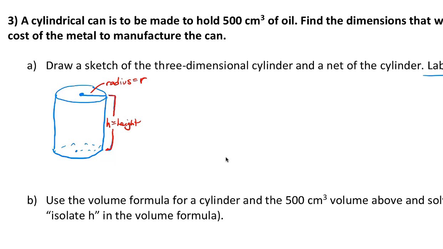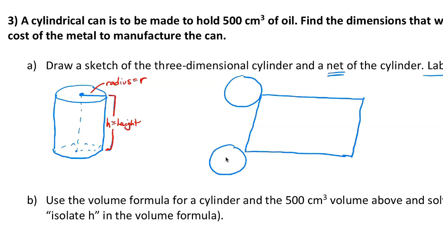The net of the cylinder, if we tried to cut this can and then uncurl the side, we would get a circular top of the can. We have a bottom of the can, and then we have the rectangular part that wraps around the can. So we get something like this. This is the top of the can, this is the bottom of the can, and then this rectangle is the part that wraps around the can. It should be a rectangle. It doesn't look like I did a very good job making a rectangle.